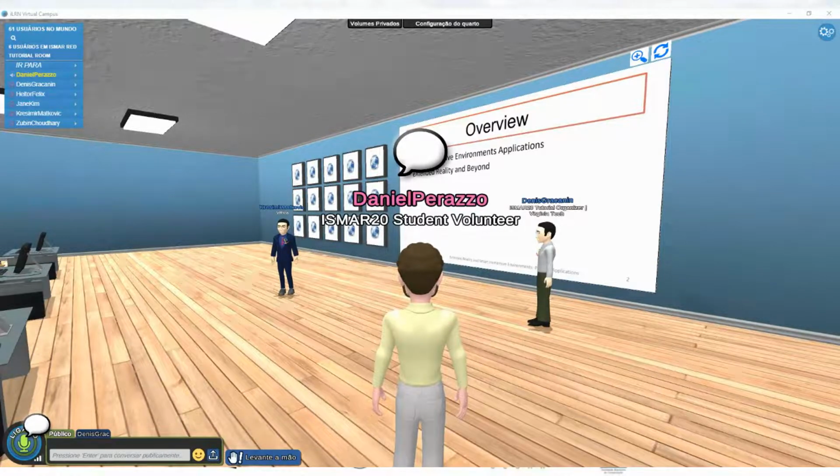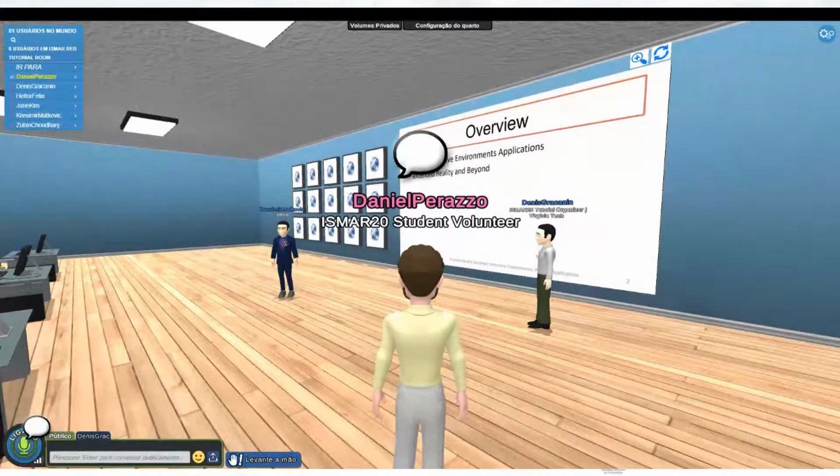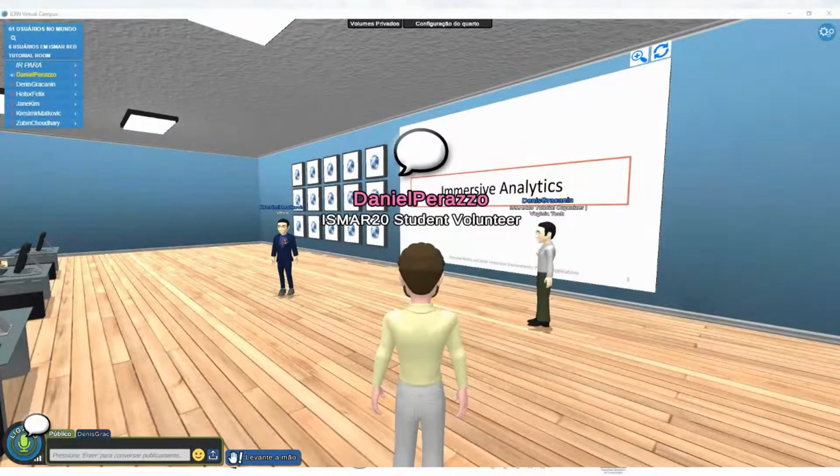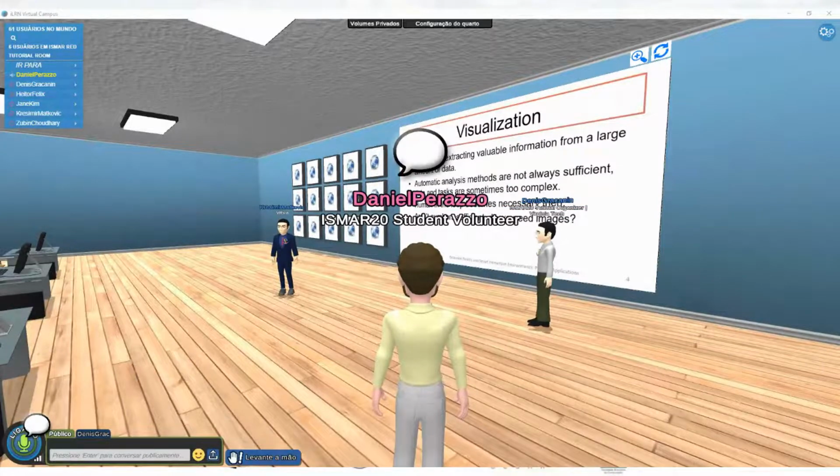Then we will discuss what the next challenges and opportunities are. So let us start with immersive analytics. It is highly related to visualization because we do visual analysis in an immersive environment, and visualization deals with supporting humans in extracting valuable information out of large and complex data.